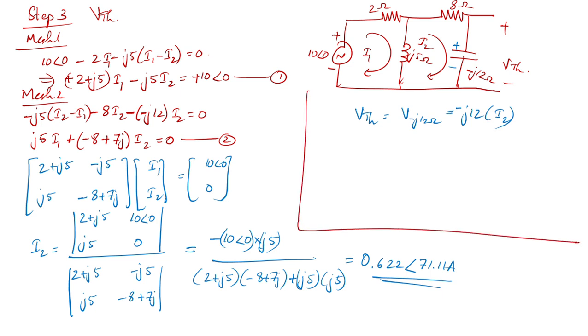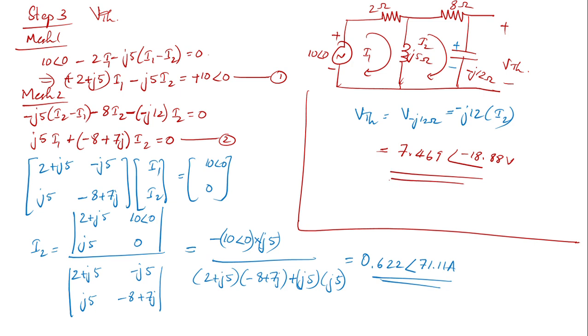So this is our Cramer's rule. And once you get the value of I2, you can substitute it over here in your equation for VTH, and you will get the value of VTH as 7.469 angle minus 18.88 volt. So this is VTH, right?